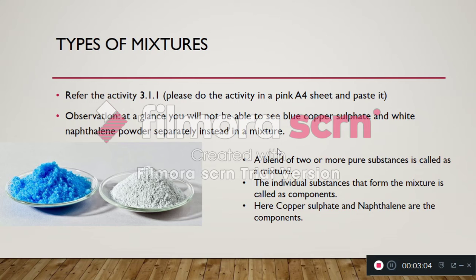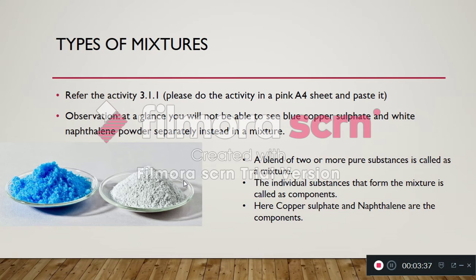Using a mortar and pestle, grind them separately, then you will see as in the picture: hydrated copper sulfate in blue, mothball powder in white. Then mix them well. At a glance you will not be able to see the blue copper sulfate and the white naphthalene powder separately. Instead you will get a mixture.